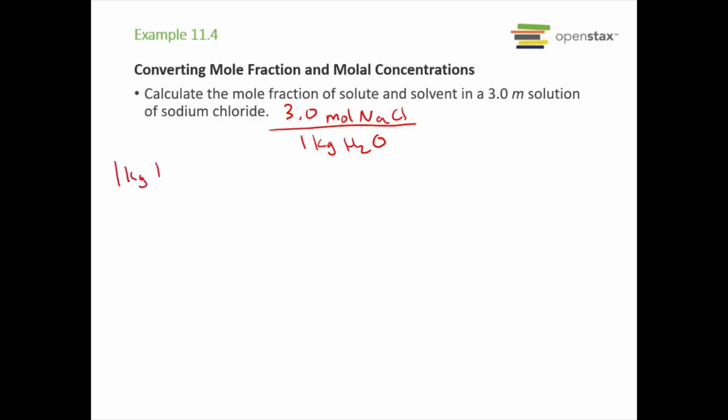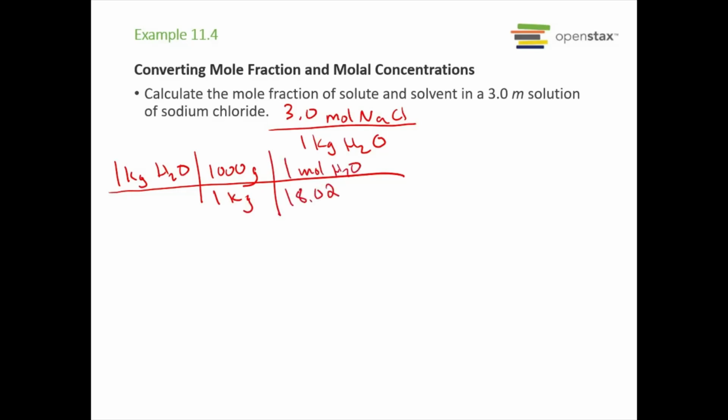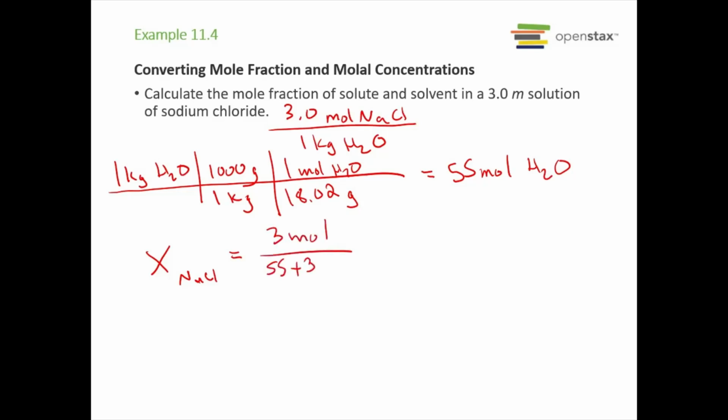So we have 1 kilogram of water. And we know we have 1,000 grams per 1 kilogram, and 1 mole of water per 18.02 grams. That gives us 55 moles of water. So now our mole fraction of sodium chloride, we'll start with that one, is equal to 3 moles divided by 55 plus 3 moles. So that's 3 over 58, and that gives us 0.052.